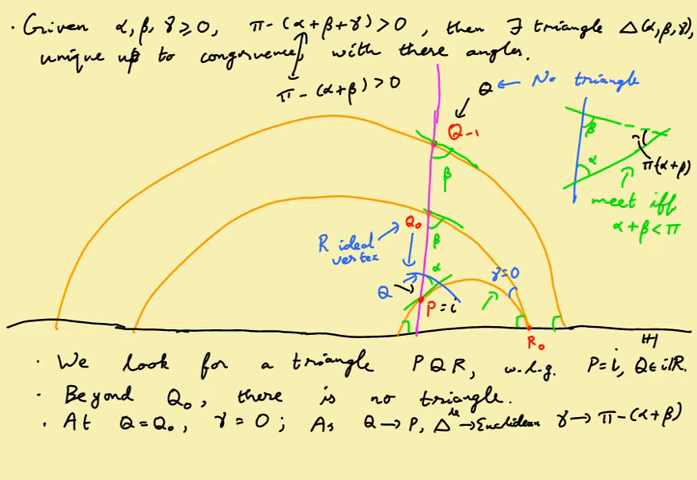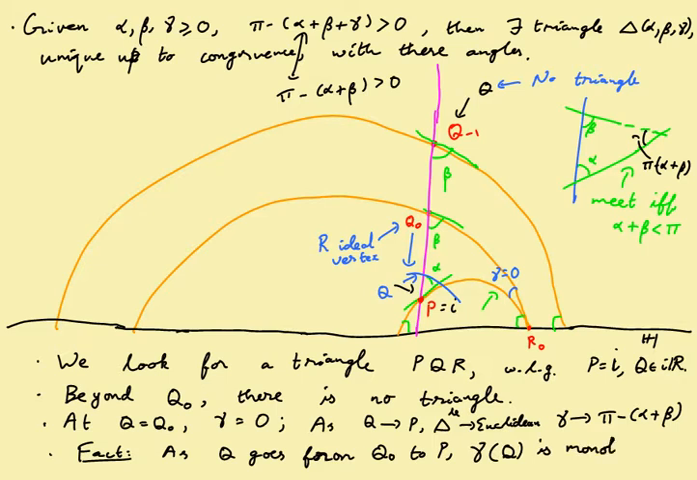So as Q approaches the triangle, gamma approaches pi minus alpha plus beta, which is the corresponding Euclidean angle. And in fact, as Q goes from Q0 to P, gamma of Q is monotone. Now this is a fact of a sort which is very important in hyperbolic geometry. Lots of convexity properties and so on come from these. But I'm not going to prove these things. You should look at the calculation.